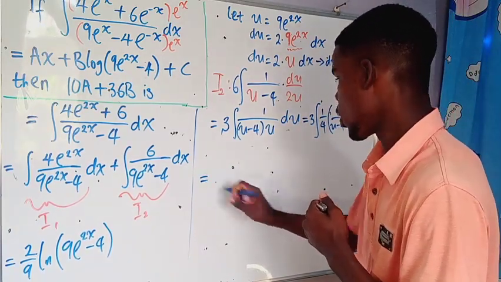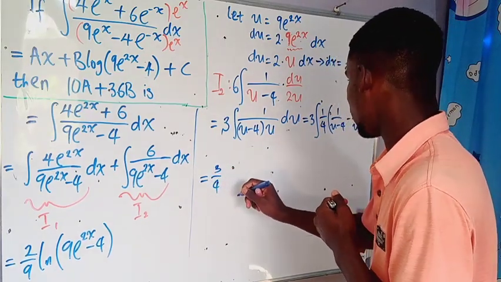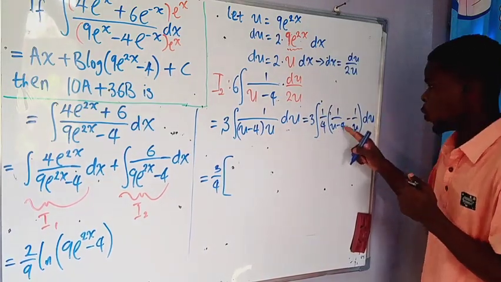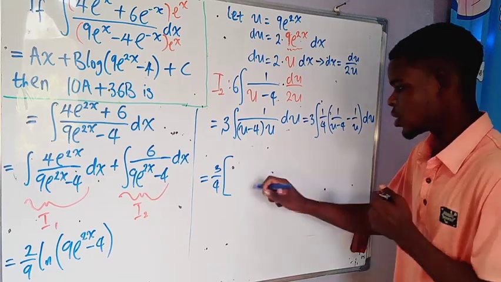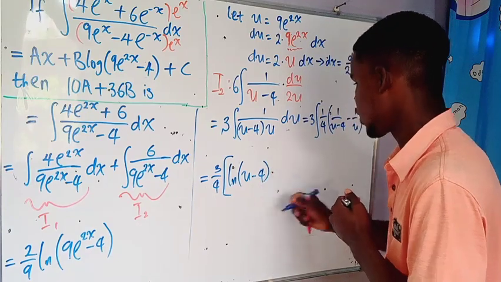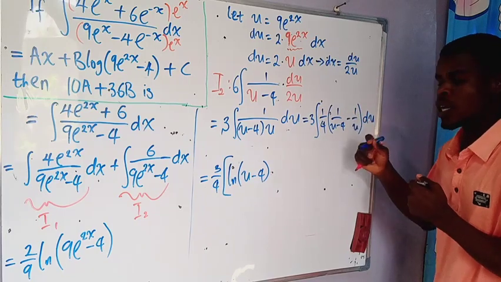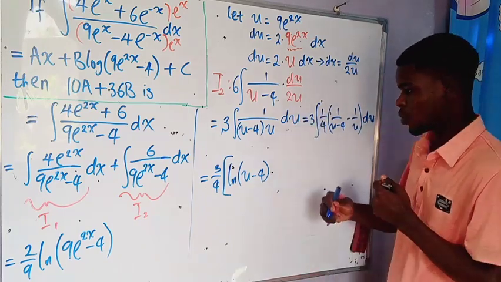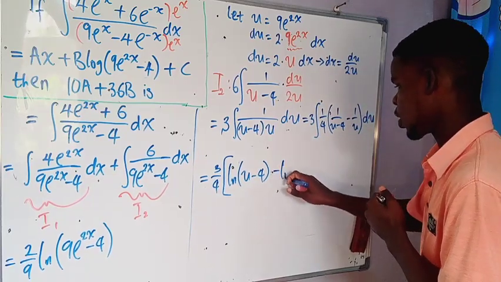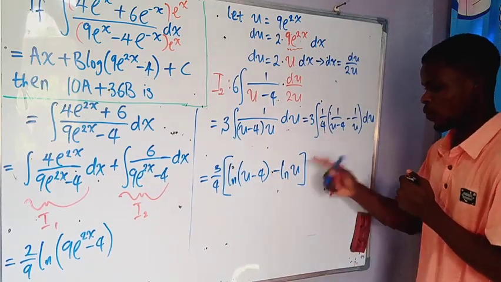This is going to be 3 divided by 4, because 1 over 4 is a constant multiple inside, so we can just put it out front. Now we have to take the integral of 1 over u minus 4. The integral will just give us the natural logarithm of u minus 4, because the derivative of u minus 4 will just be 1. So when the derivative of the bottom gives us the numerator, the integral becomes the natural logarithm of the denominator. Then we have minus. Similarly, the derivative of u is 1, so this will be the natural logarithm of u. Very nice. 3 over 4 out front.